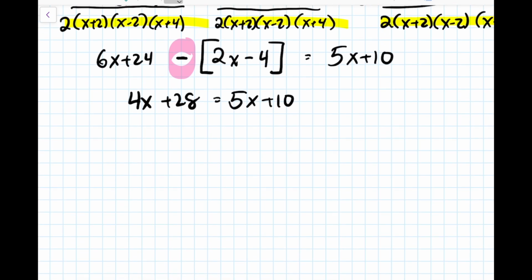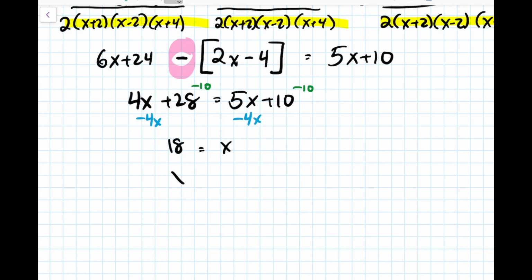All right, we've got ourselves down to just an equation. We've got multiple x terms, so we want to move all of those to one side. So I'm going to subtract 4x on both sides. We want to move the 10 over to the other side, so I'm also going to subtract 10 on both sides. And so on the left, that's going to leave me with 18. On the right, that's actually just going to leave me with x. And so we're done. We've got x equals 18.